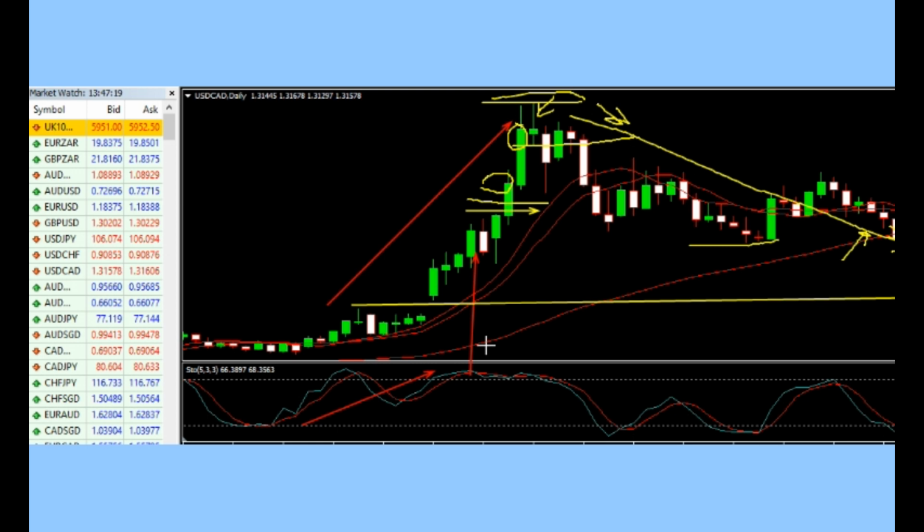So follow the simple strategy, follow the candlestick patterns, learn to read signs of the market, and you'll be profitable.